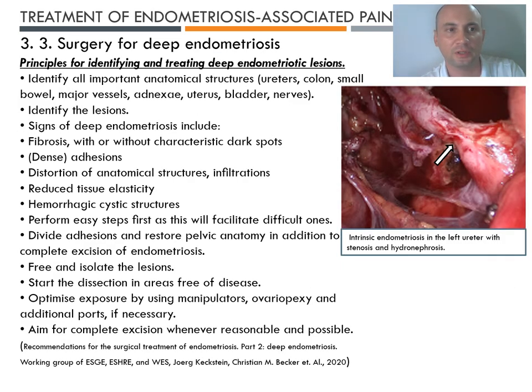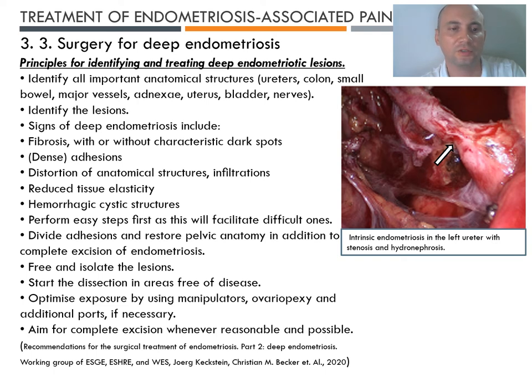Principles of treatment and identifying deep endometriosis lesions. Identify all important anatomical structures: ureter, colon, small bowel, major vessels, adnexa, uterus, bladder, nerves. Identify the lesions. Signs of deep endometriosis include fibrosis with or without characteristic dark spots, dense adhesions, distortion of anatomical structures, infiltrations, reduced tissue elasticity, hemorrhagic cystic structures. Perform easy steps first, as this will facilitate difficult ones.